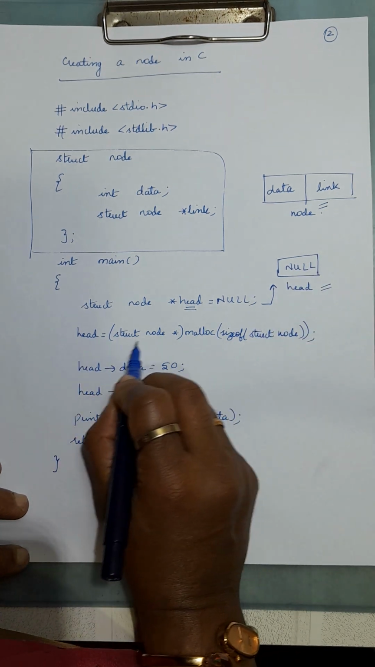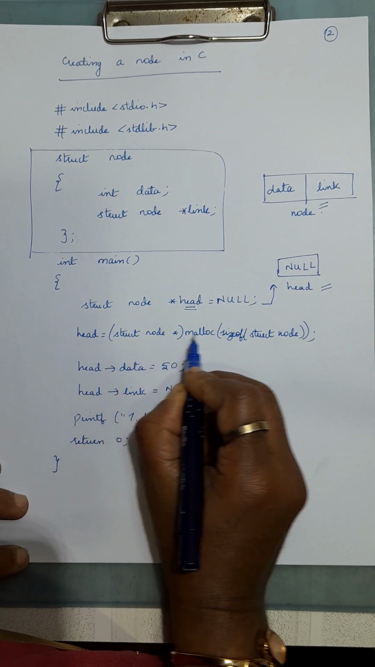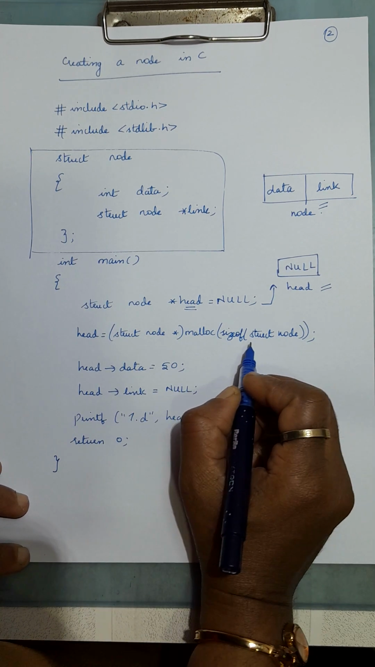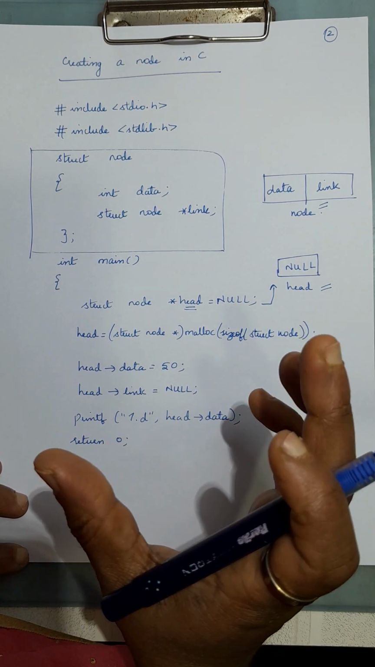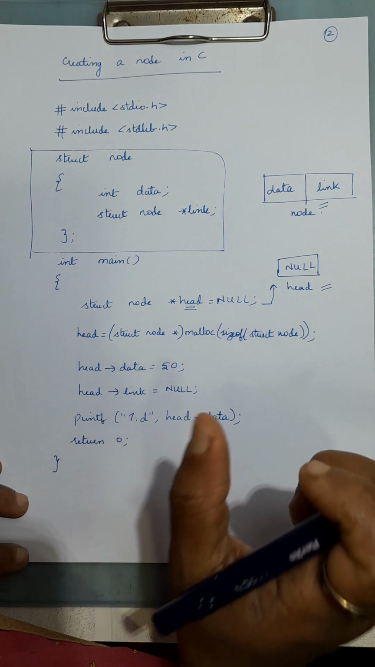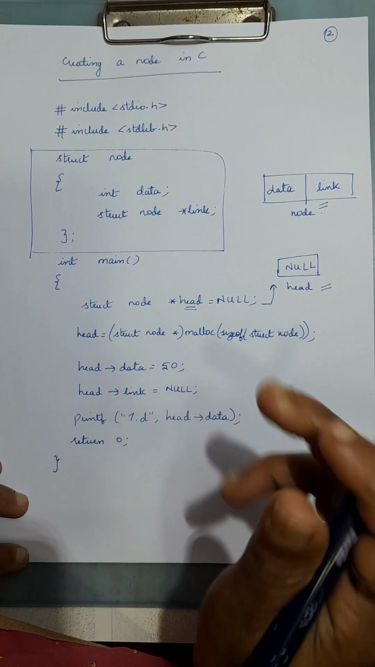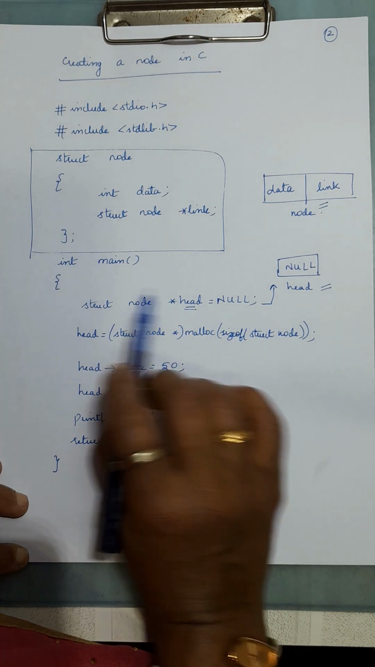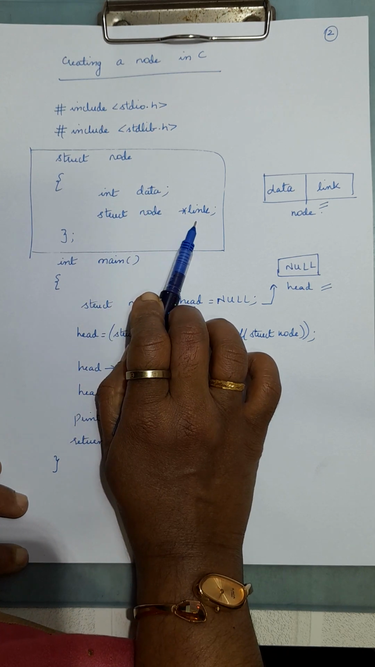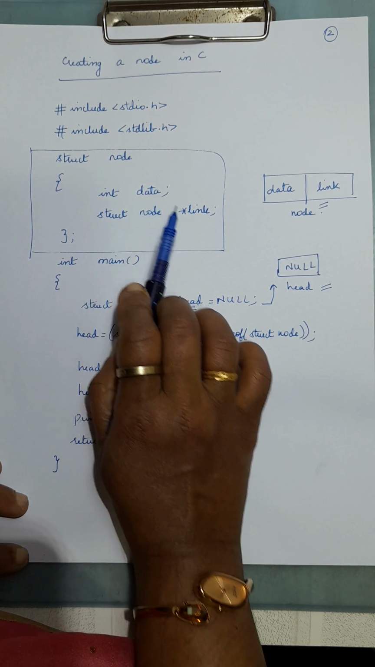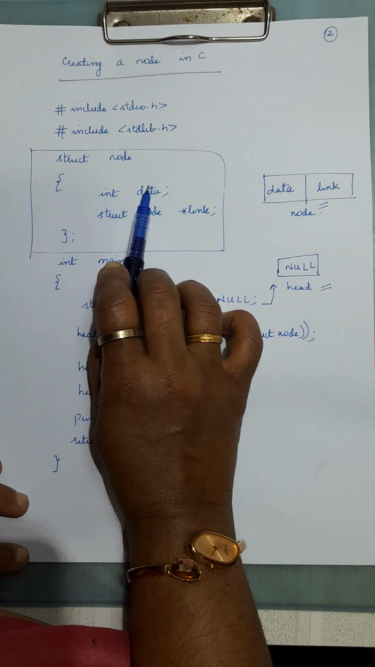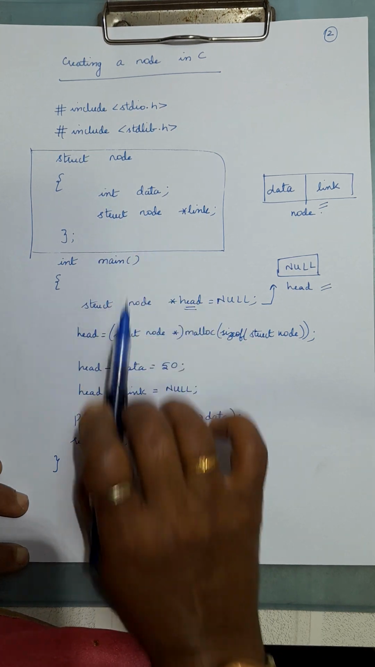Now after this line, what I'm doing here: struct node star, malloc, sizeof struct node. So we are going to allocate memory space, and malloc will allocate a large block of memory. But what is the size? It is sizeof struct node, which means I'm going to allocate memory for the structure, for both the data variable as well as the link pointer. The total memory for both is allocated.